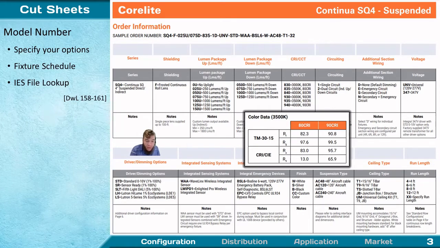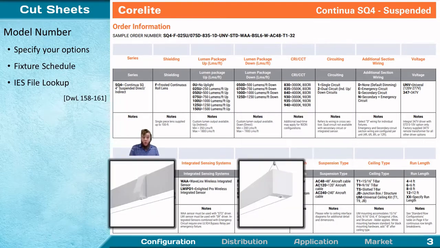For example, when you go down to the LH and L5, those are a Lutron version of the Dolly control interface. And so if you're designing your building with a Lutron ecosystem controller, then that's the kind of driver you're going to want on this luminaire. More and more, we see integrated sensors on these luminaires, which is really cool because you can have an occupancy sensor on the luminaire itself. So the luminaire does its own sensing and can respond independently.